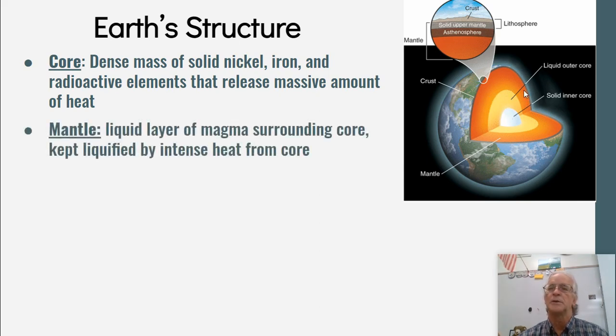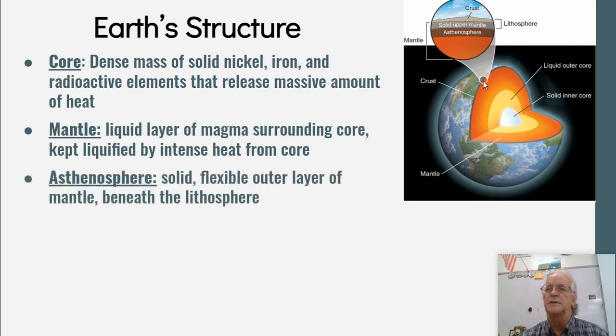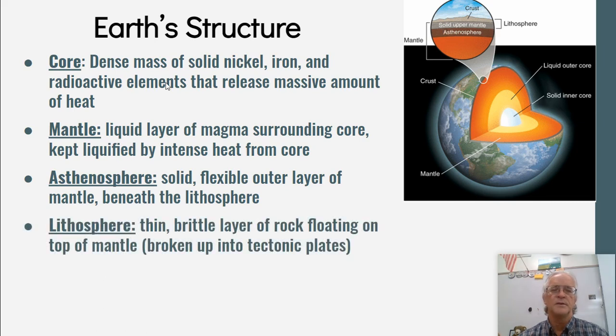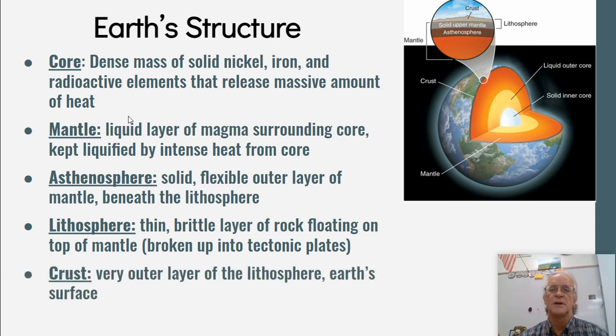The mantle surrounding it, which has the highest volume of the entire planet, is made of liquid magma. It surrounds the core. It's kept liquefied by the intense radioactive material found in the core. This asthenosphere is way, way up here. It's right above the mantle. It's the outer layer of the mantle, and it's right before what we call the lithosphere. The lithosphere is a thin, brittle layer of rock that floats on top of the mantle. It's broken into plates that we call the tectonic plates. Crust is on top of that. It's the very outer layer of the lithosphere.